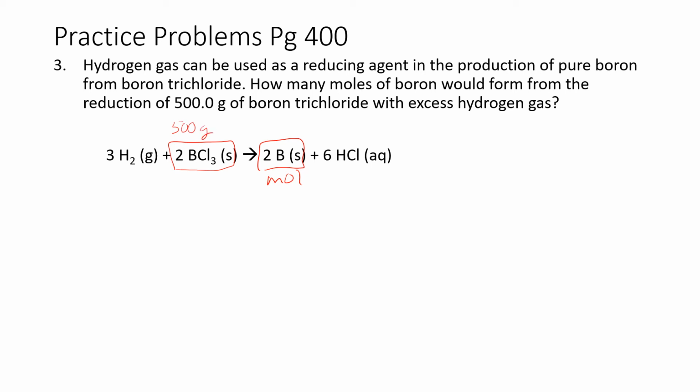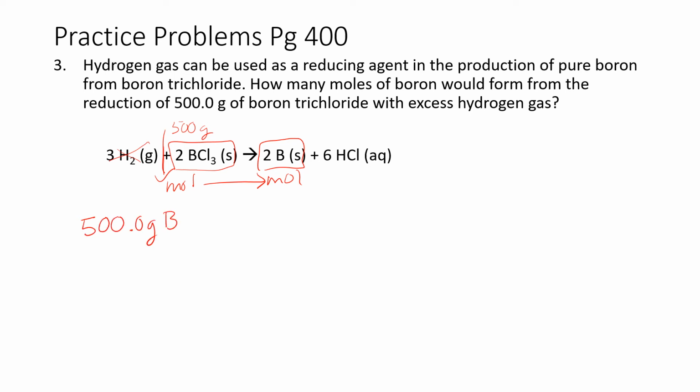So hydrogen is in excess, which means we have way more than we need. We don't really need to deal with that. So this one's a little different. It's giving us grams of a chemical, so we need to change those to moles, and then it's only asking for moles of the other chemical. So we only need to do 2 conversions this time.